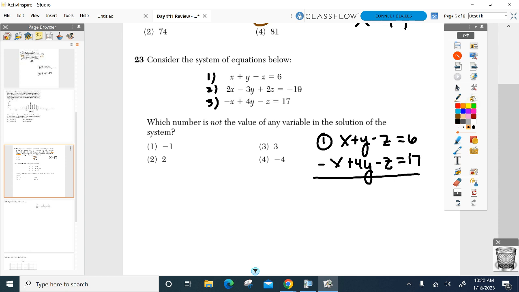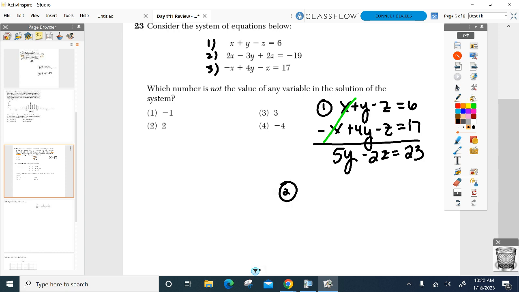Good choice because the x's are gone. Now you do have to combine everything else though. How many y's do you have left over? 5y. The z's do not cancel. They're not opposite. Minus 2z. And then 6 and 17, 23. Leave that equation. We'll come back to it in a second. So eliminate a variable easily. Next step.